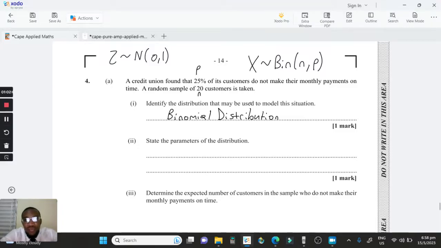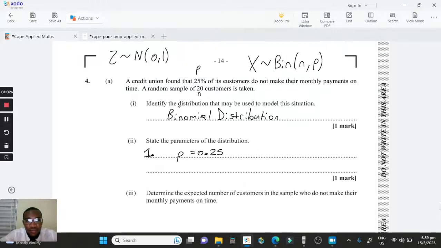So state our parameters. All right. Our parameter P, or proportion, that we know now: it found out that 25% of the customers do not make their monthly payments. So we know P, which is 0.25. That's a proportion, a parameter that we're using. That's our parameter P right there. All right, cool.